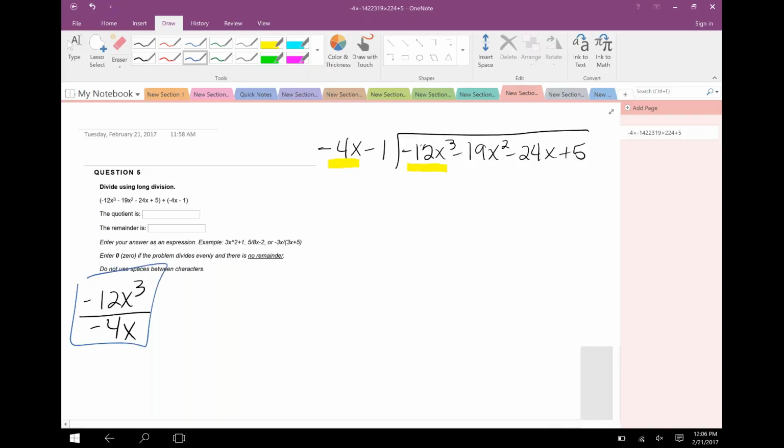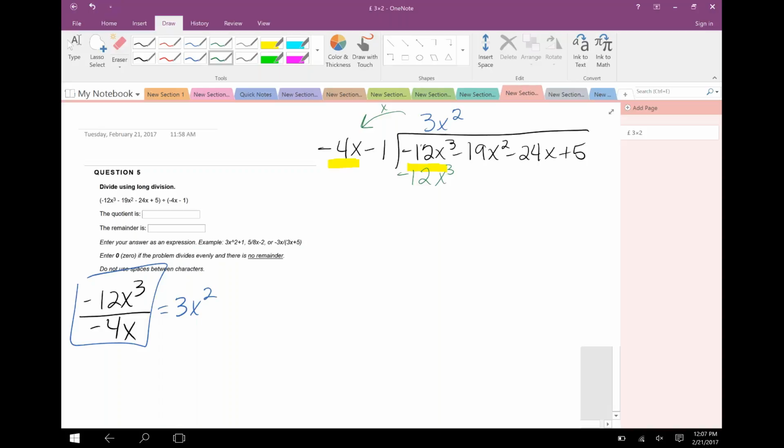I'll put that in blue. Negative divided by negative gives you a positive. 12 divided by 4 is 3. And then x to the third over x is x squared. So we're going to put 3x squared here. That's correct because when you take your quotient here and multiply back this way, you should get your starting term. So 3x squared times negative 4x is negative 12x to the third. If that doesn't happen, that means you did something wrong.